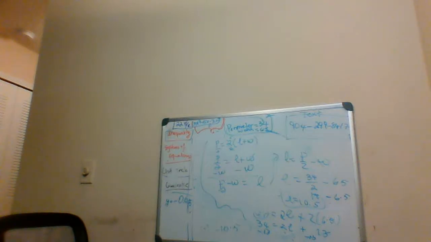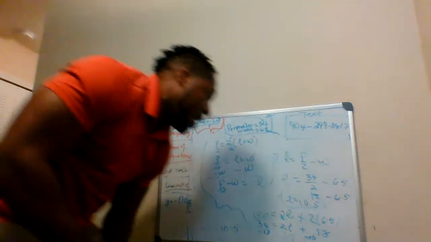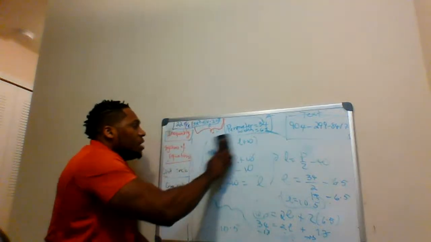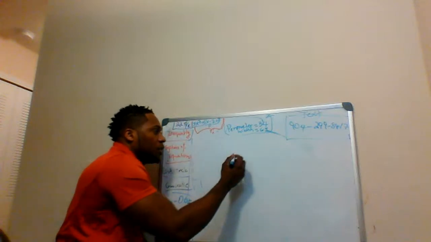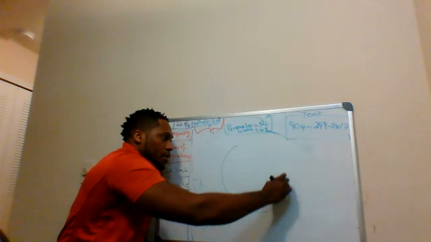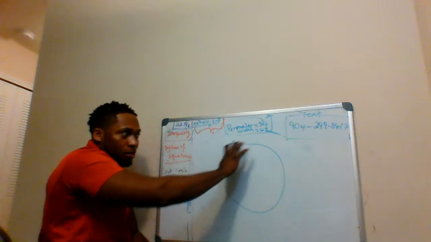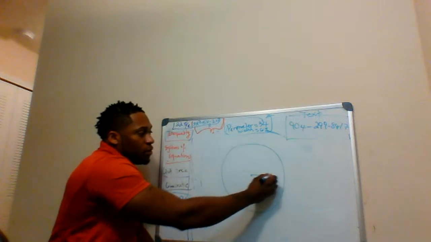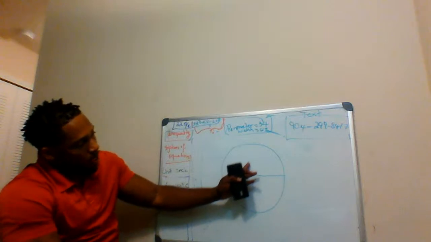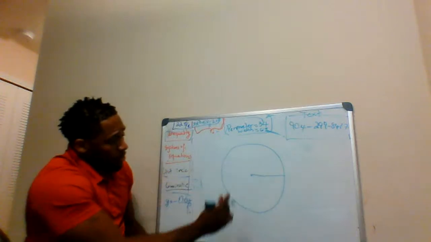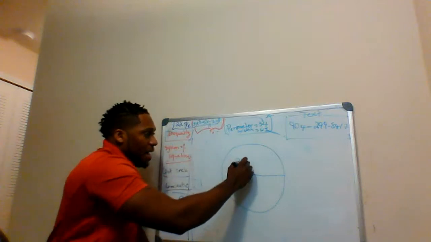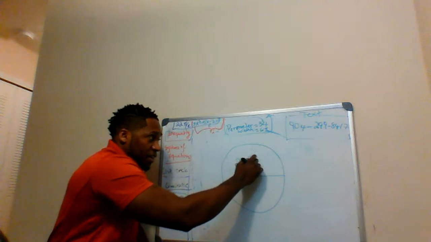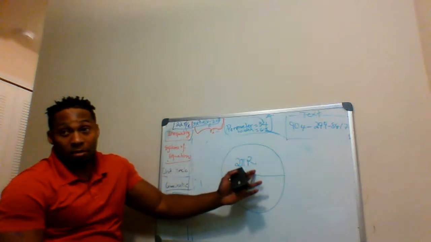Perimeter varies from shape to shape. If I have a circle, the perimeter is all the way around, the circumference. The perimeter of the circle is 2 times pi, a number that they call pi, multiplied by the radius.